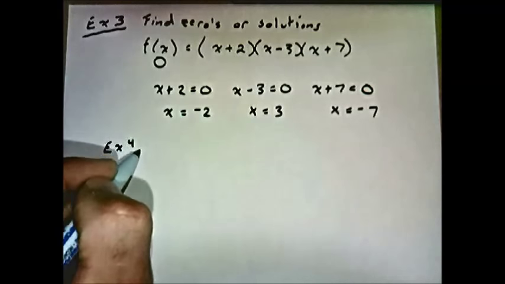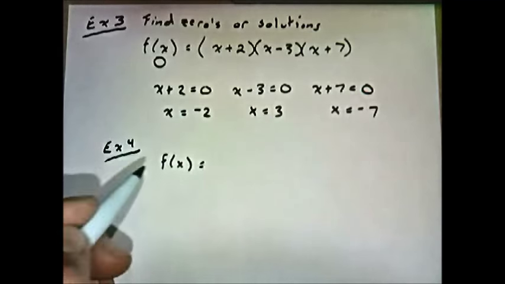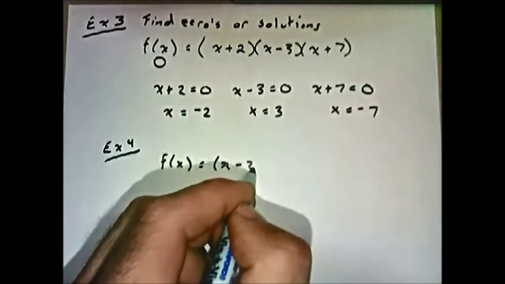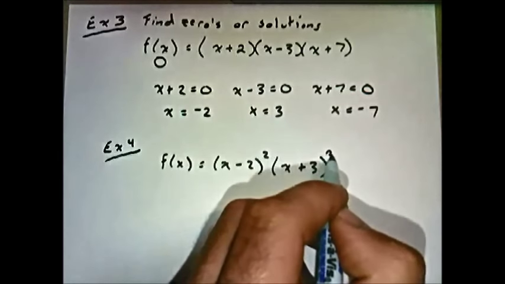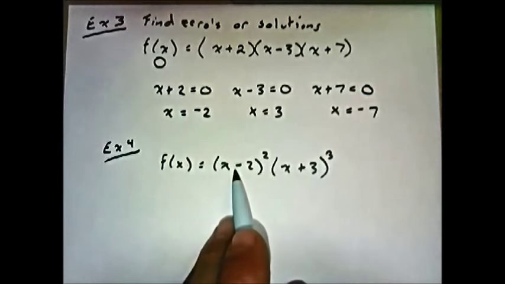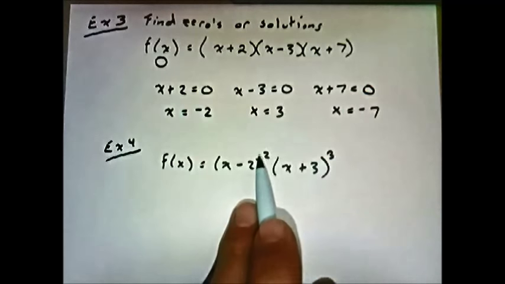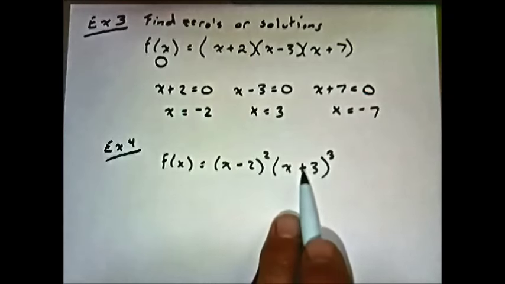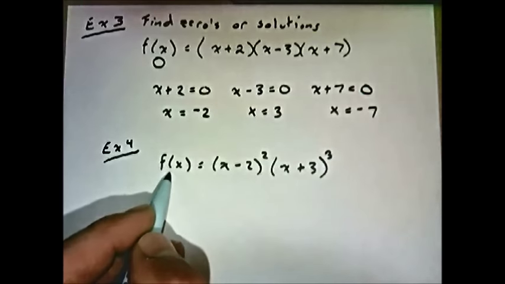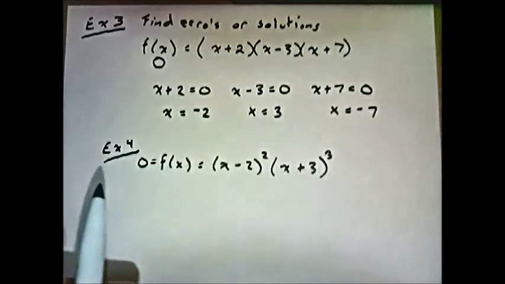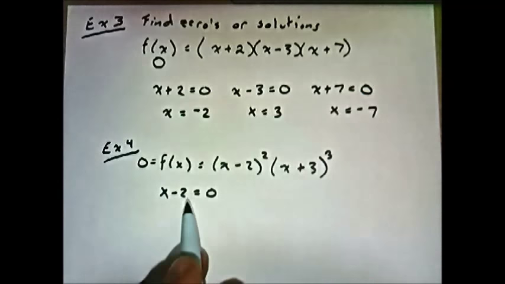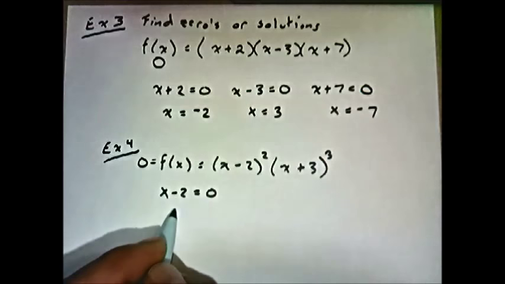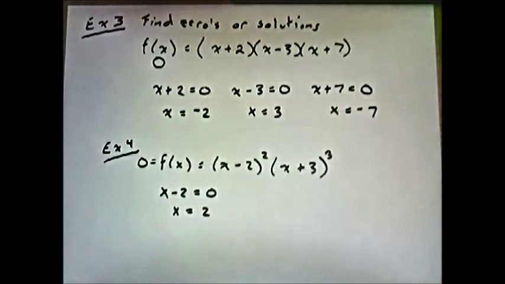Example 4, let's look at f of x equal to x minus 2 squared times x plus 3 to the third. Notice this squared tells us that we have 2 x minus 2's, and this 3 tells us we have 3 x plus 3's. If we set this equal to 0, then we know that we have 2 of the x minus 2's, but we don't need to solve that twice since the same solution is going to occur both times.